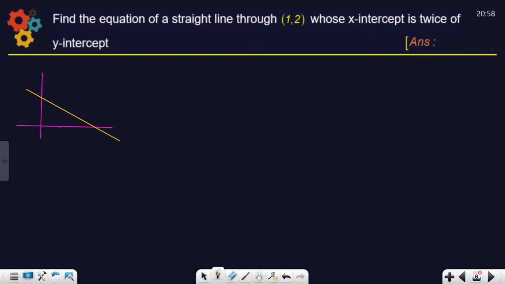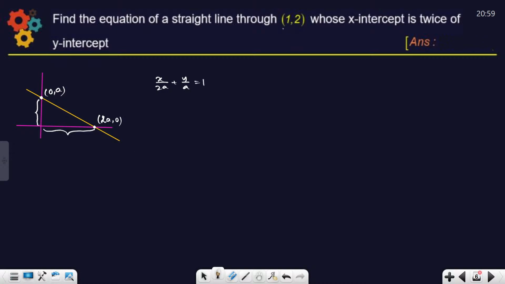Now, you can see that what they have said is your x-intercept is twice that of the y-intercept. Let us say the y-intercept be A. So the coordinate of this point is (0, A). What will be the coordinate of this point? It will be (2A, 0), as the x-intercept is twice that of the y-intercept. So what will be the equation of the line? x by 2A plus y by A is basically 1.